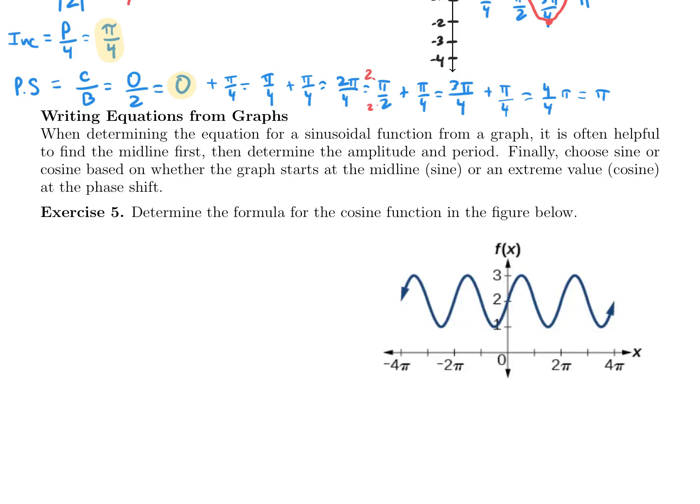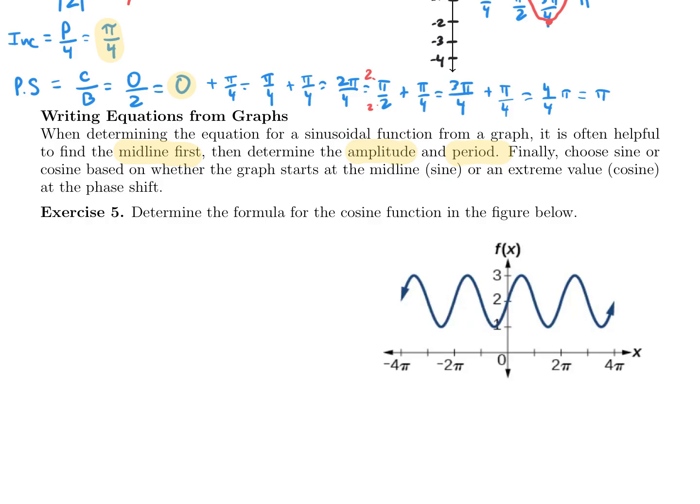So the process is the same process, but in reverse. When determining the equation of a sinusoidal function from a graph, it's helpful to first find the midline. So let's find the midline first. Once we have the midline, then we can figure out the amplitude and the period. And then we have to decide whether we're going to use a sine or a cosine.